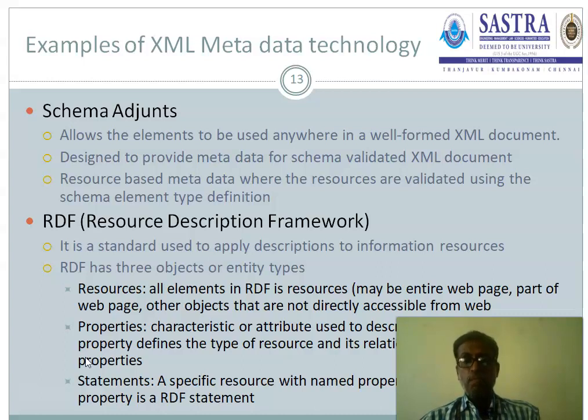And then properties, what are the characteristics of the element or resources? Characteristics of resources are called properties, or attributes of the resources are called properties. Each property or collection of properties is defined with a specific relationship, and also it is defined with the relationship with the other properties. And then statements, a named property is called a statement. It is associated with the resource and its value.